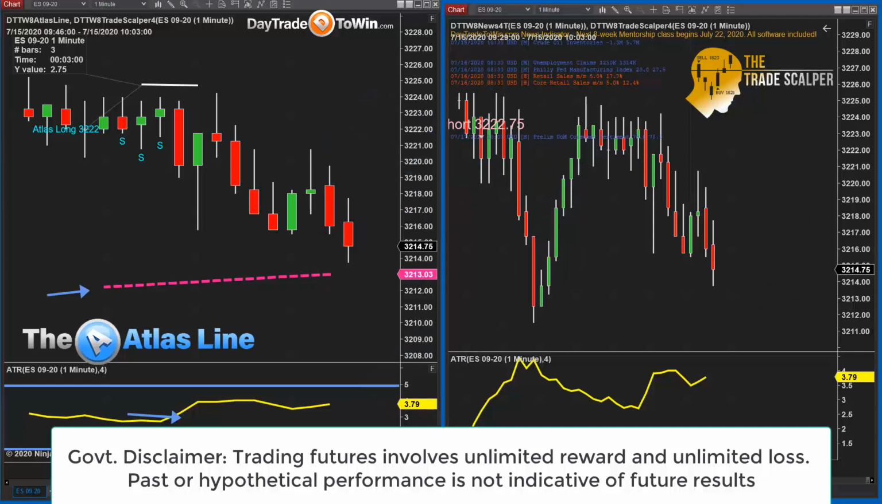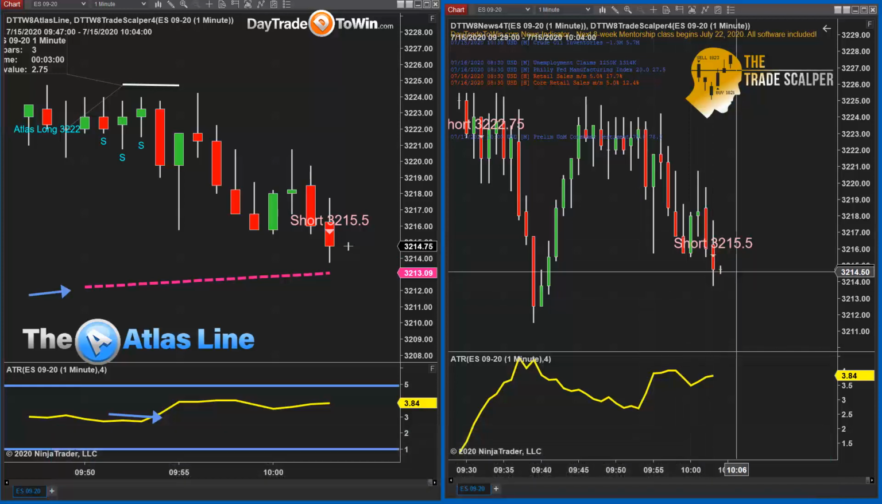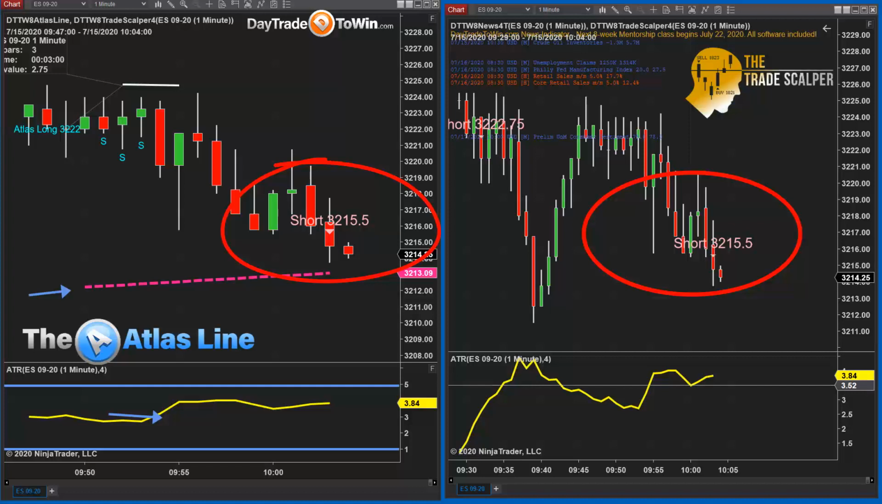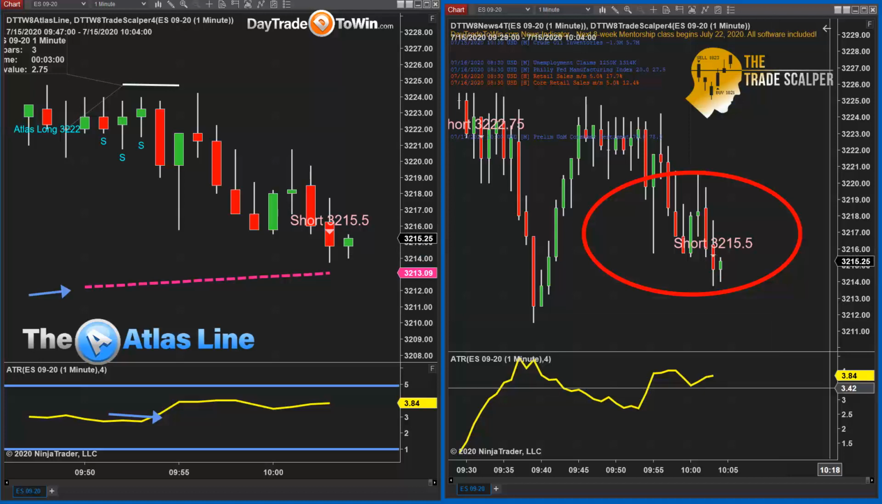And if there's a chart that you'd like to see, ask me. I'll just bring it up. Well, before I did that, there's a short signal here. So 32.15.50 short. So 32.15.15 short is a signal on the TradeScalper, and I have the TradeScalper here as well on this chart. So if you're going to take this trade, it's very simple.